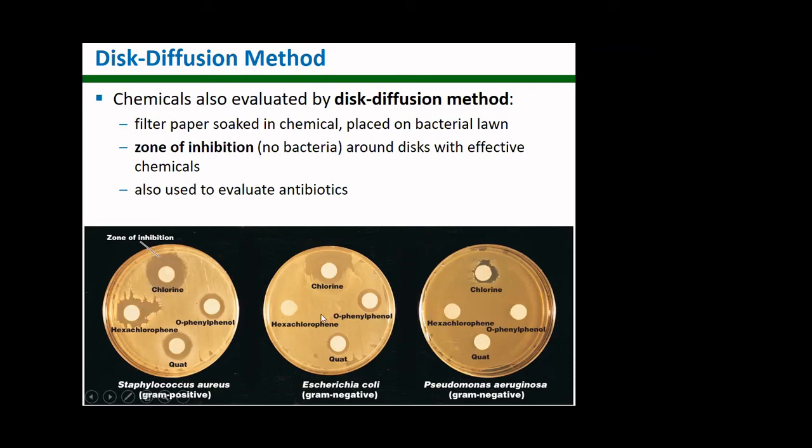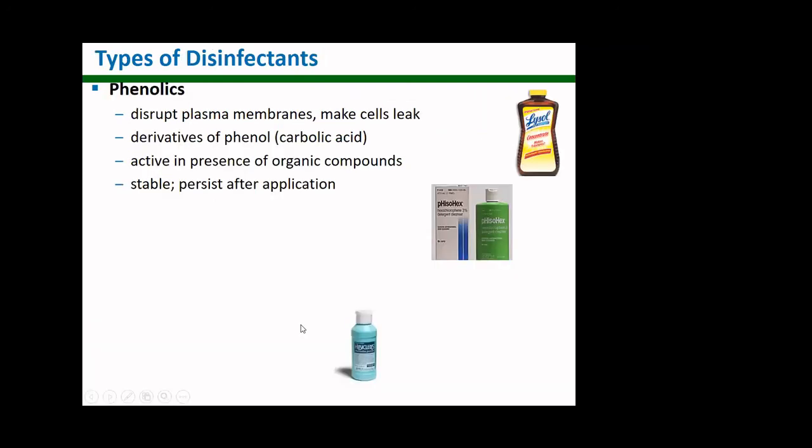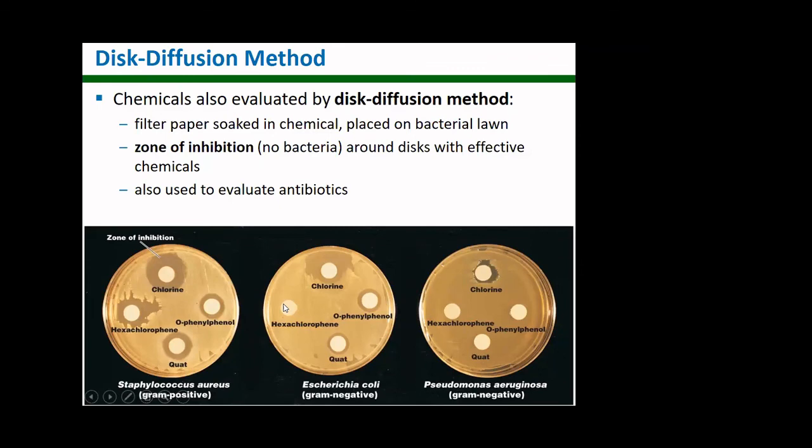For example, let's look at the middle plate. Hexachlorophene here on the left doesn't have any zone of inhibition around it. So that would be something that's not effective against this bacteria, which is E. coli. However, chlorine bleach up here has a very large zone of inhibition around it. So that would be very effective at killing E. coli.